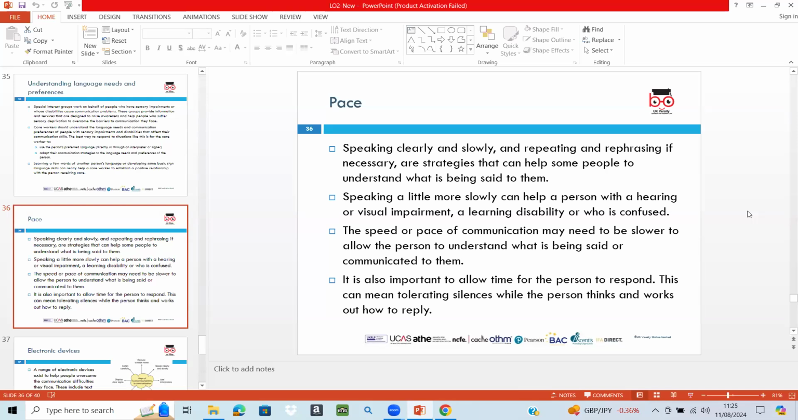Then an important bit is allowing time for response. It's important to give service users time to process information and respond. For example, after explaining a diagnosis, we need to pause and give them a moment to absorb what you have said before asking if they have any questions. This approach ensures that the service user fully understands and can engage in the conversation.